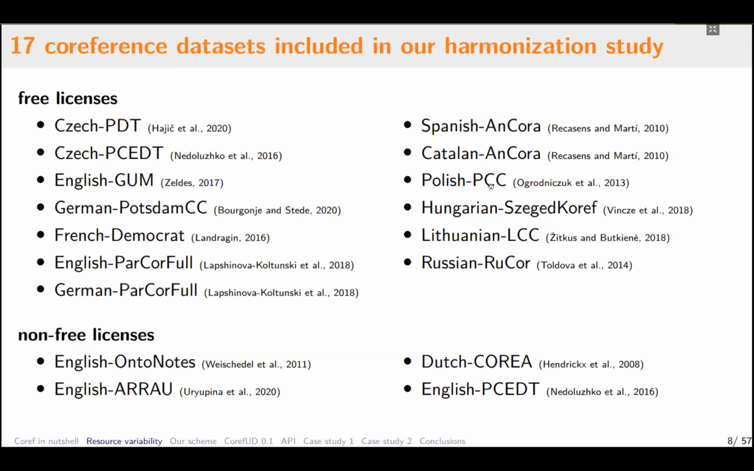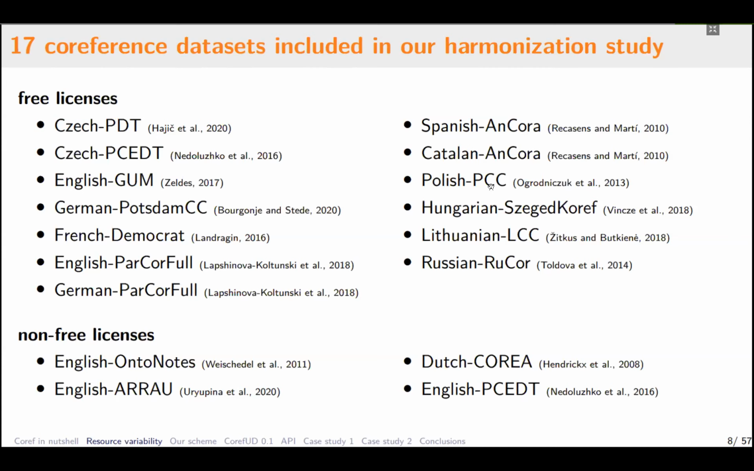And these are Czech Prague Dependency Treebank and Czech part of the PCEDT. For English, the Georgetown University Multilayer corpus, Potsdam Commentary Corpus for German, DEMOCRAT for French, ParCorFull for parallel English and German texts, AnCora for Spanish and Catalan, Polish Coreference Corpus, Hungarian coreference corpus, Lithuanian and Russian.